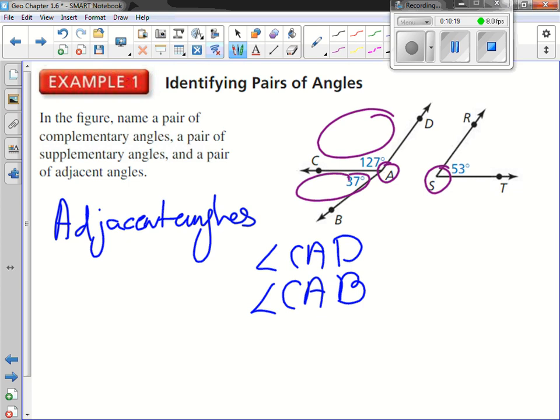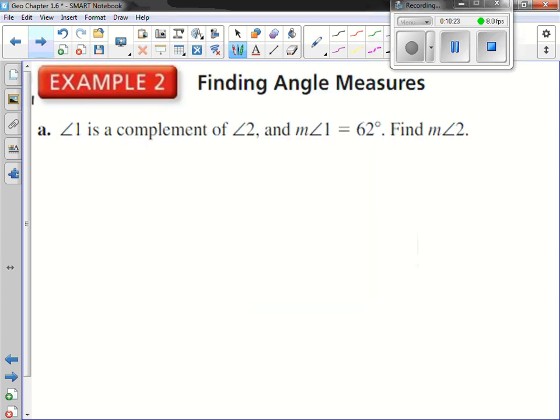You ready for the next one? All right, let's look at the next one. Angle 1 is a complement of angle 2, and the measure of angle 1 is 62 degrees. What is the measure of angle 2?